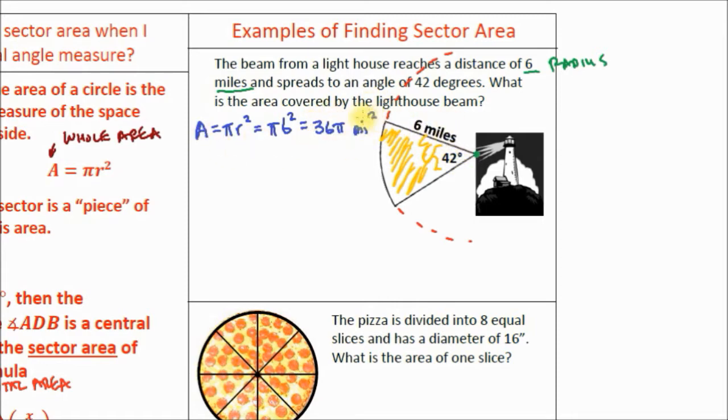Now that's the whole circle. We're going to take the area of the whole circle, and just find the fraction that we want, which is found by taking 42 degrees, the degrees of this central angle, and dividing it by the whole circle. So the fraction of the area that we want is 42 divided by 360. Let's put that on our calculator.